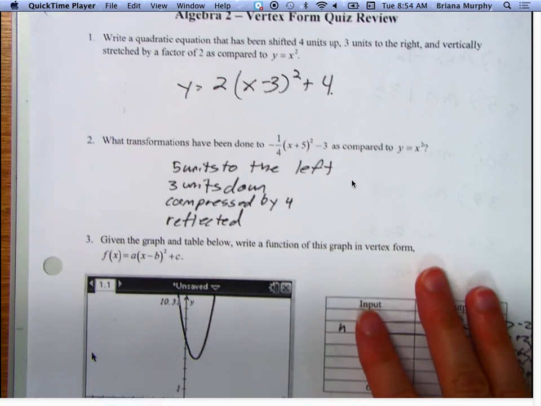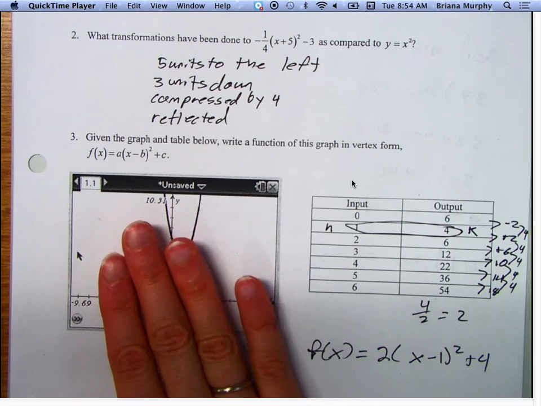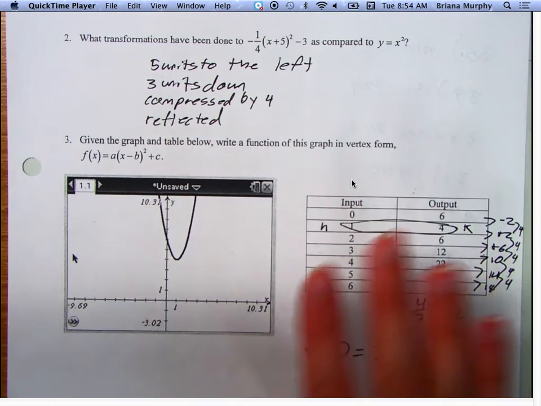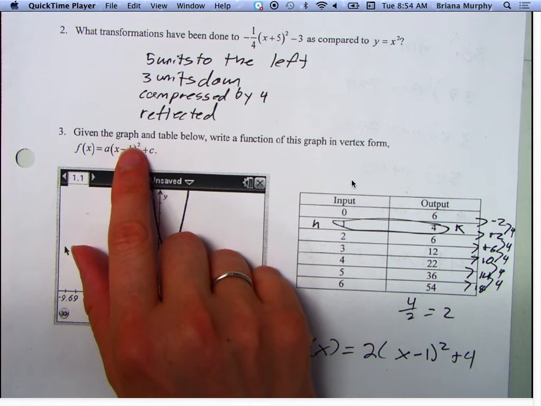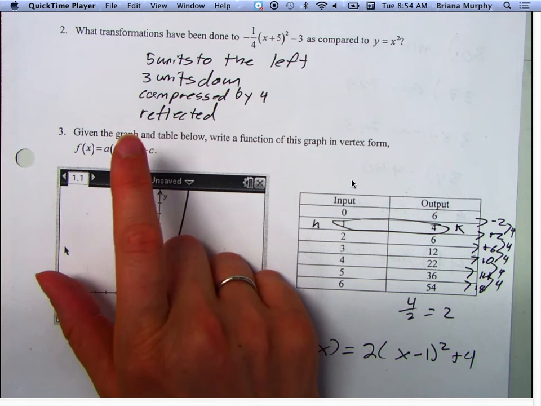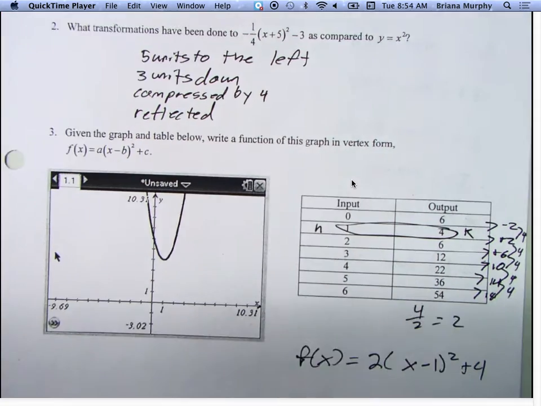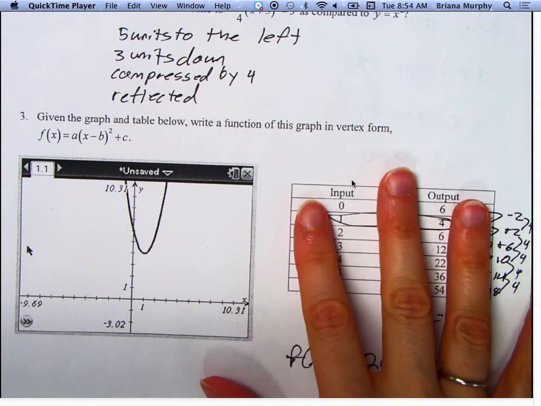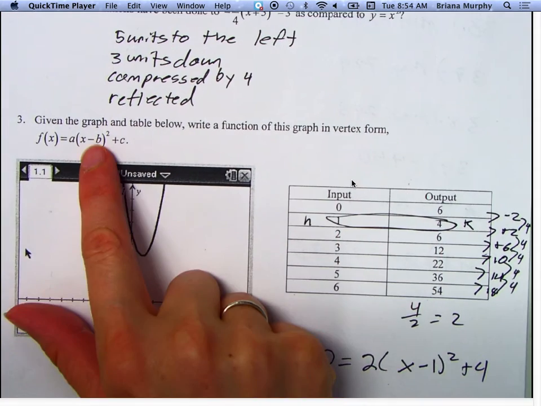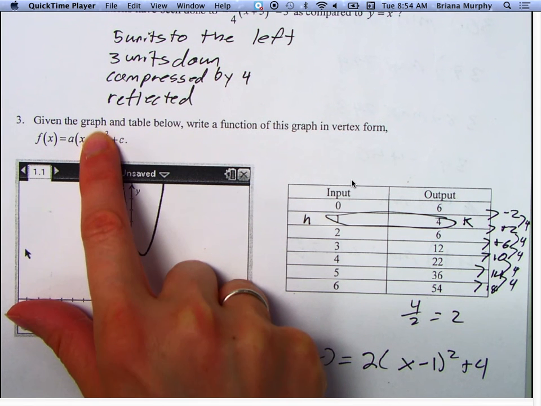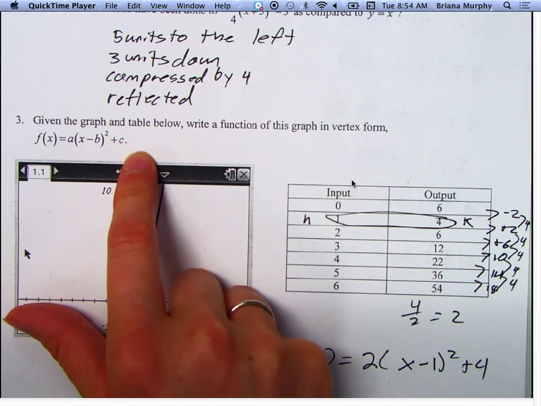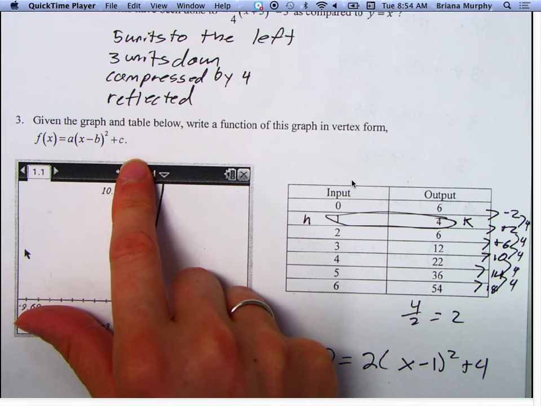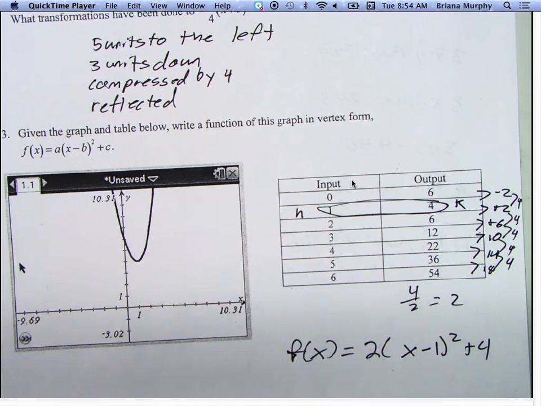Number 3. I've got my graph and my table. I'm going to use this equation right here. I know B and C, or H and K, either way you want to look at it, it's just a different letter but it means the same thing. I put my x value, or input value for the vertex, in for H, and the output value in for K.